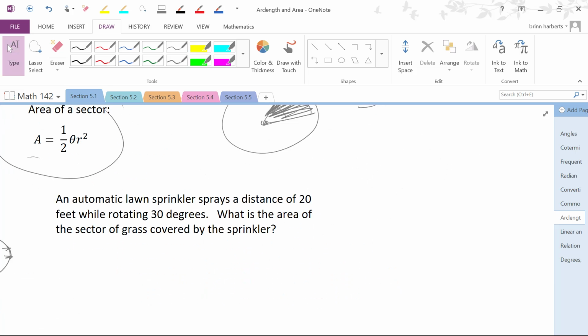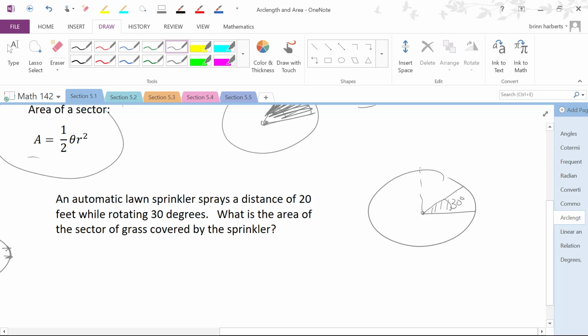I want to find that area. So here's my example. An automatic lawn sprinkler sprays a distance of 20 feet while rotating 30 degrees. What's the area of the sector of grass covered by the sprinkler? Okay. So if I have a circle, it starts there. 30 degrees, that's 90, I want a third of that. That's about 30 degrees. Okay. I want to find this area.